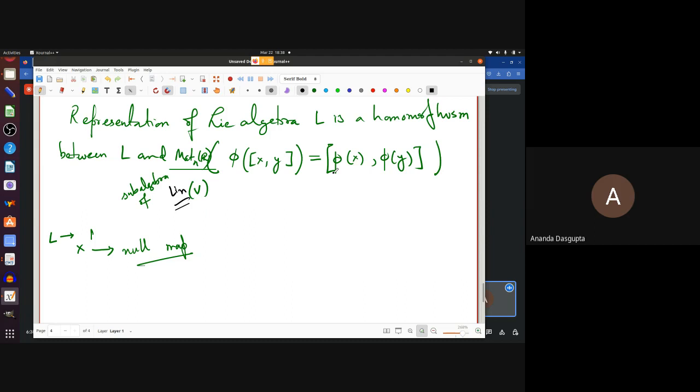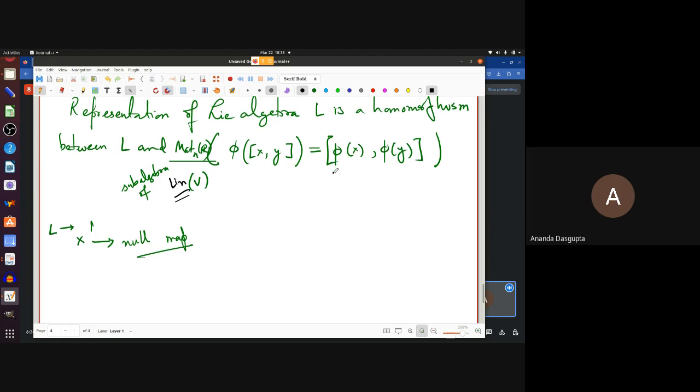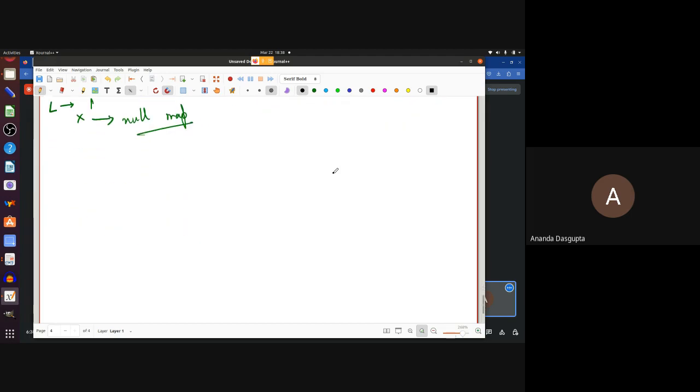The trivial representation of a Lie algebra is to map every Lie algebra element to 0, or to the null map of whichever space you're talking about. Is that okay?